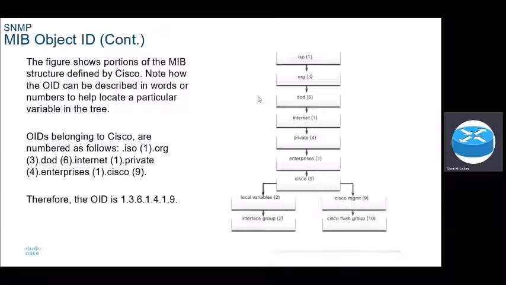And so basically, the figure shows the portion of an MIB structure defined by Cisco. Note how the OID can be described in words or numbers to help locate a particular variable in the tree. OIDs belonging to Cisco are numbered as follows: ISO, which is 1, then 3 for DoD, 6 for Internet, 1 for private, enterprise, and then Cisco. And so, in other words, that's the structure of it all. If you follow these down, that's how you get this string here.